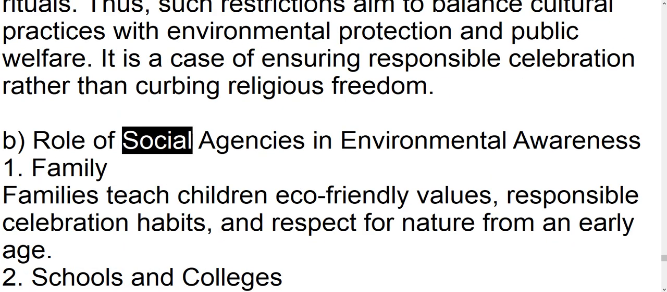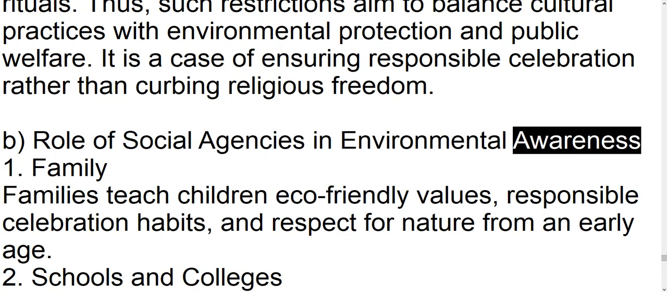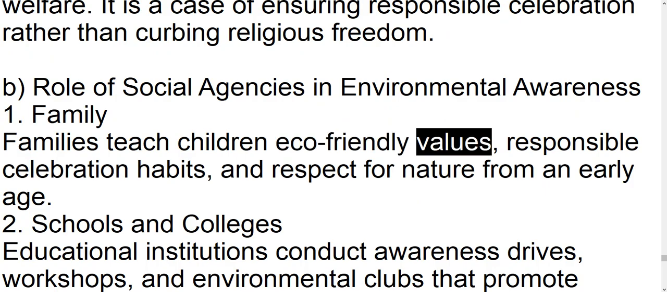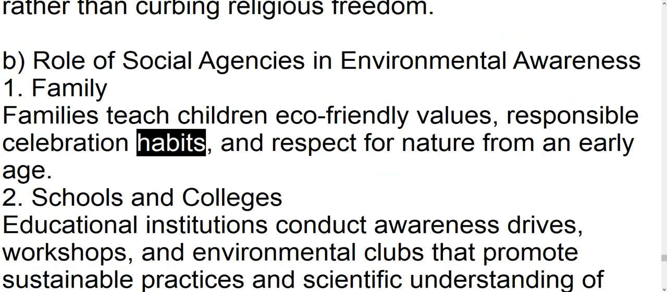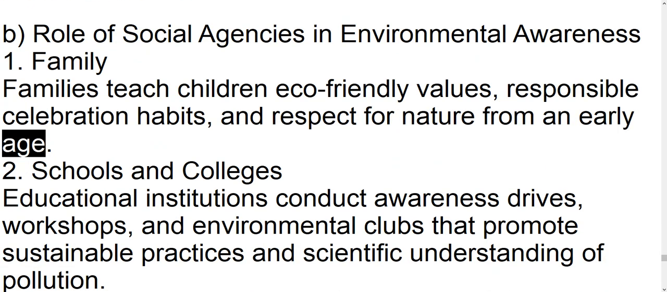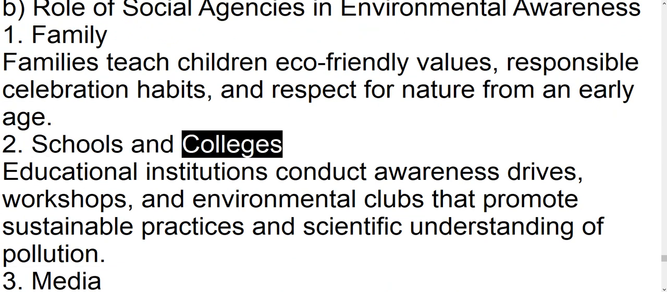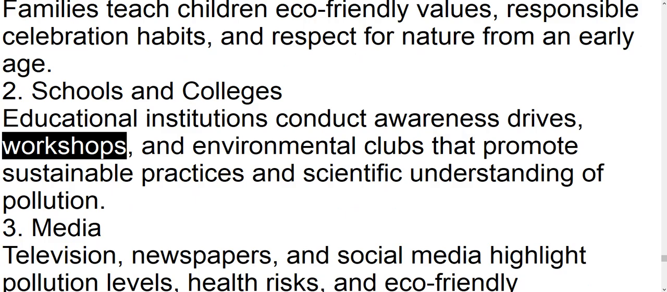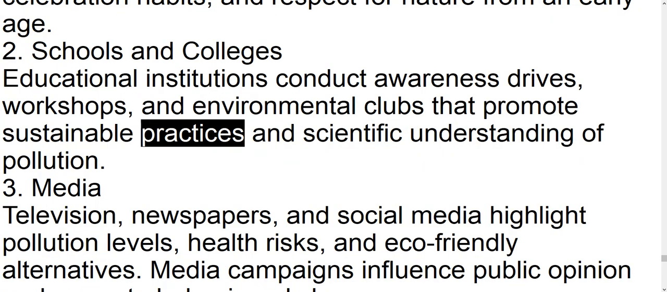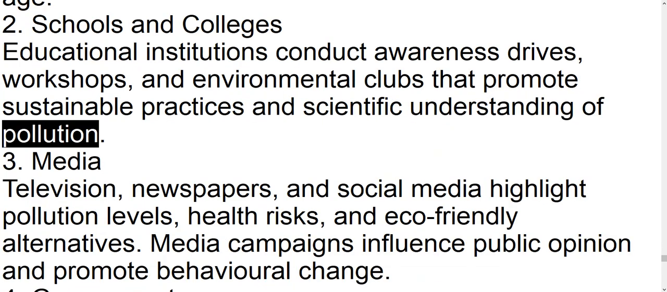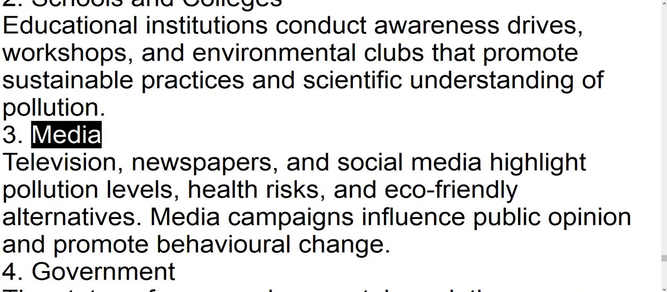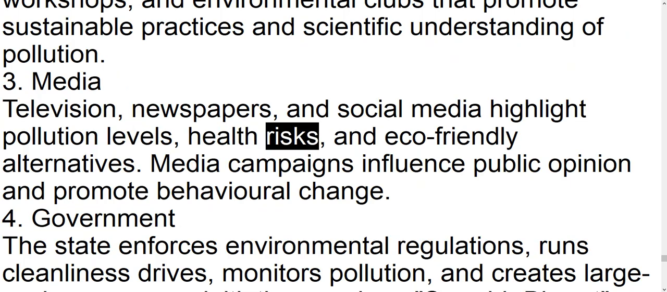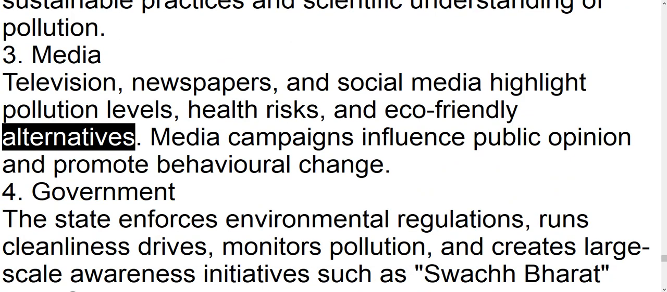B. Role of social agencies in environmental awareness. 1. Family. Families teach children eco-friendly values, responsible celebration habits, and respect for nature from an early age. 2. Schools and colleges. Educational institutions conduct awareness drives, workshops, and environmental clubs that promote sustainable practices and scientific understanding of pollution. 3. Media. Television, newspapers, and social media highlight pollution levels, health risks, and eco-friendly alternatives.